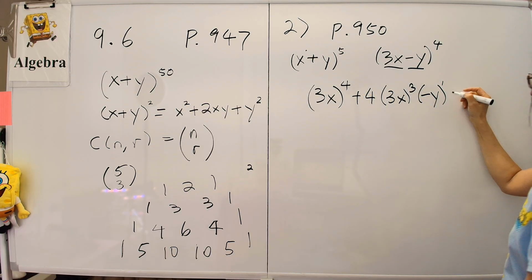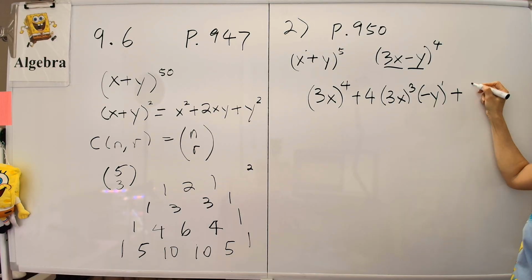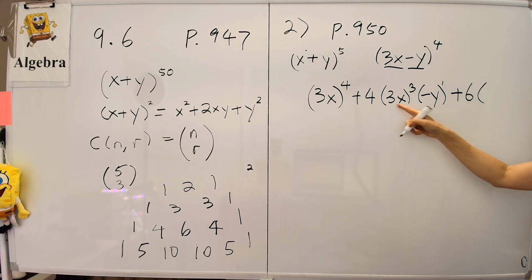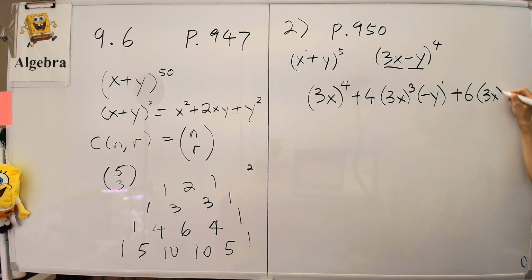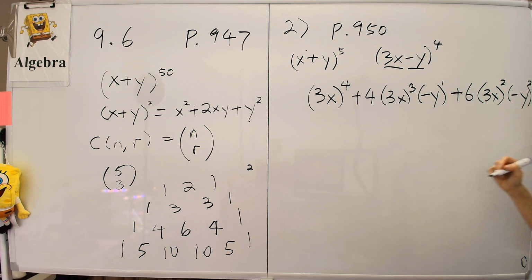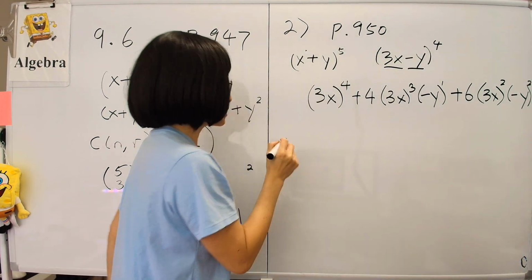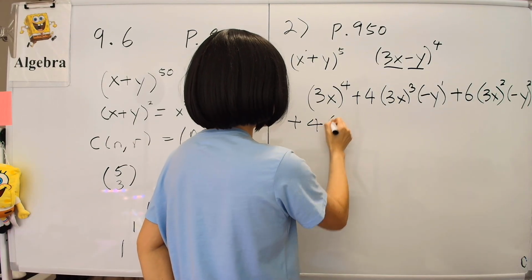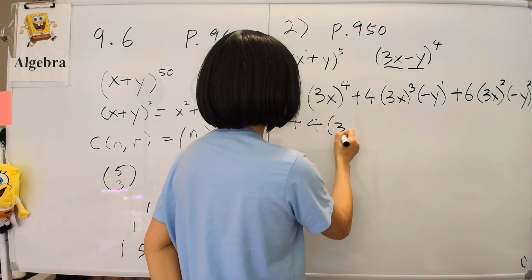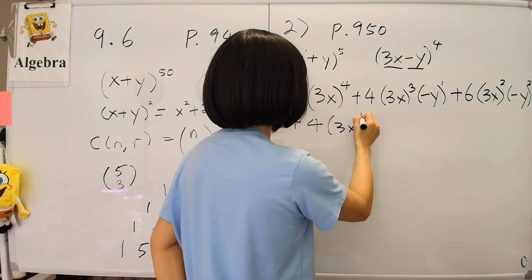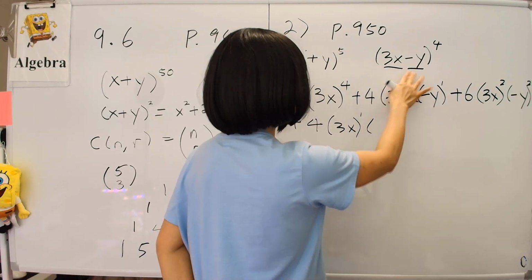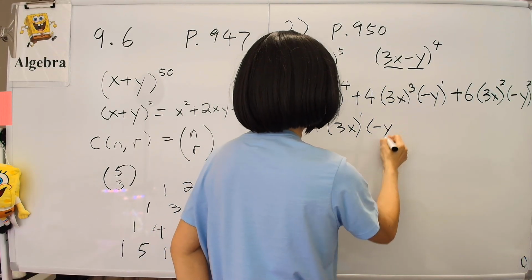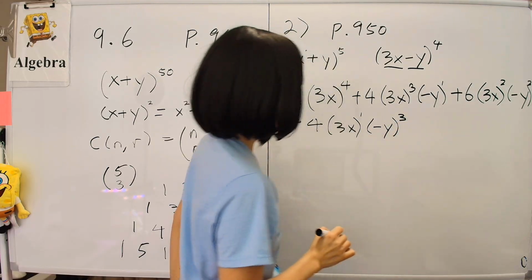And then 1, 4, 6, and the next one is 6. 6 times 3x to the power 2, going down, whereas the negative y is to the power 2 also. Then next we'll have 1, 4, 6, then 4. The 3x is down to 1 power, whereas the negative y is going to go up to the third power.